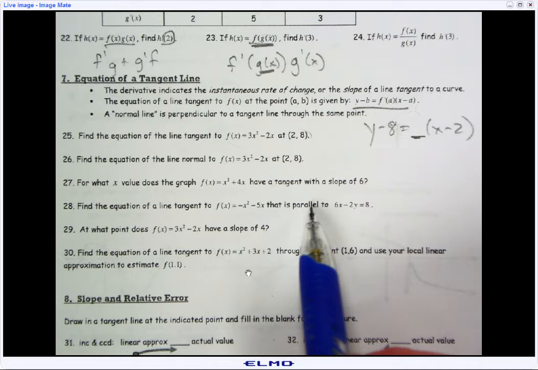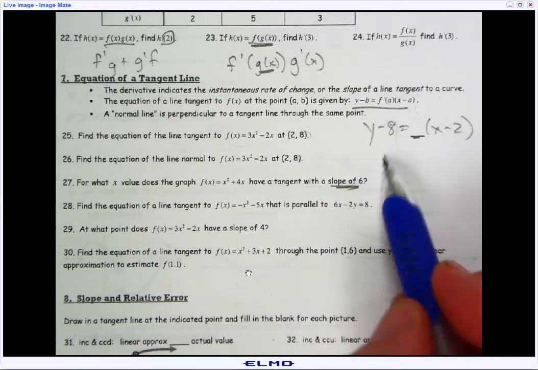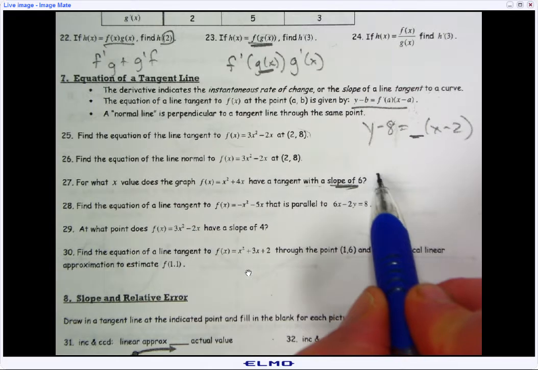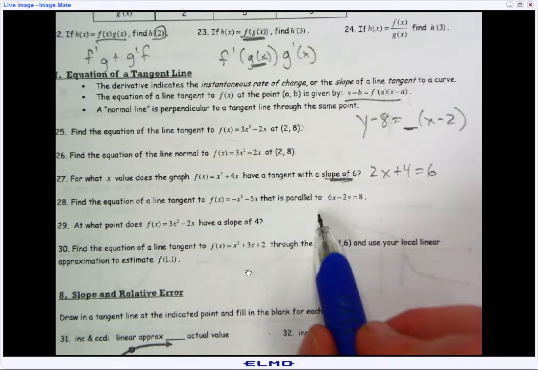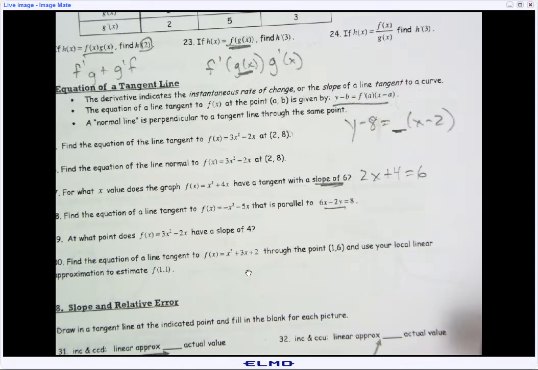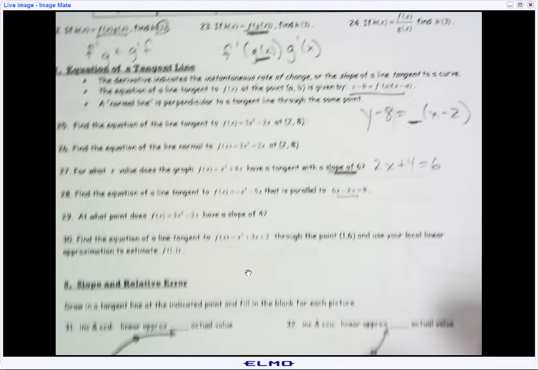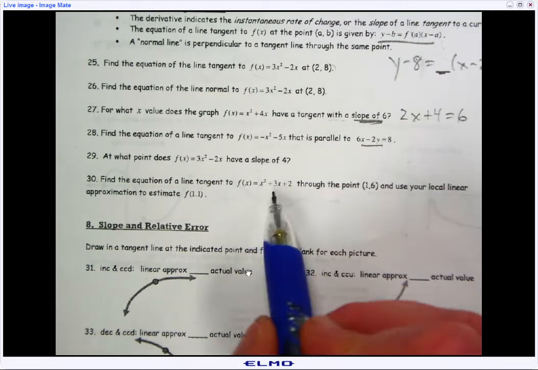They can ask questions. What value does this have a tangent with a slope of 6? In that case, you just need to take the derivative and set it equal to 6 and find out where that's at. If it says something about parallel, find the slope, set it equal to whatever that slope is. So these kind of connect to some algebra questions. Find the equation of the tangent line through the point 1 through 6.